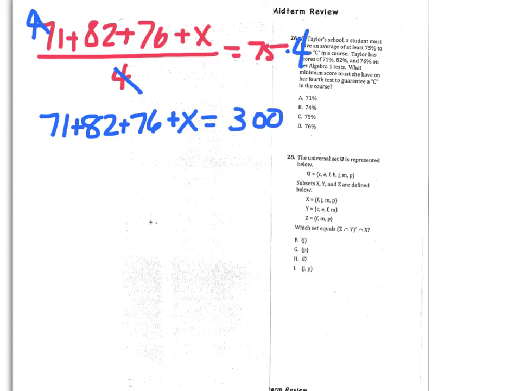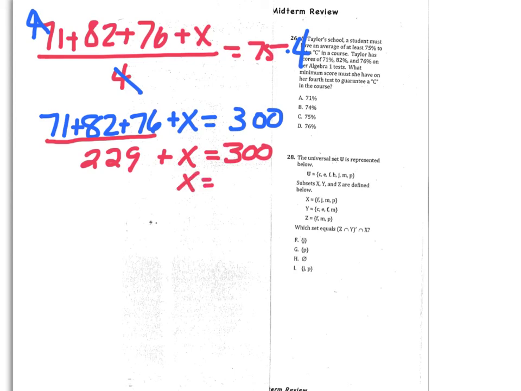And the next step is going to be to combine like terms on the left-hand side. All these numbers are like terms. They're all constants. So 71 plus 82 plus 76 gives me a total of 229, plus x equals 300. And then my last step is to subtract 229 from 300, and I get 71. So 71 is the score that he needs on the 4th test to get an average of a C in the class.